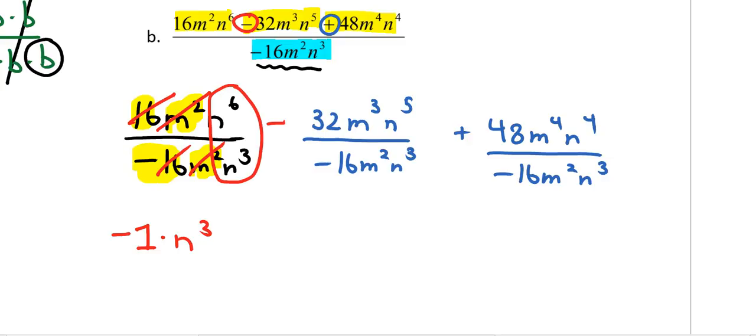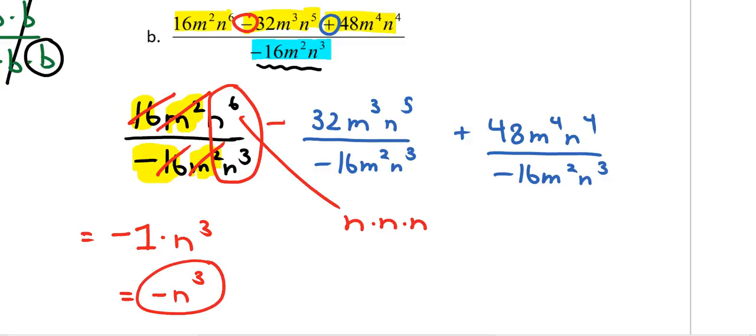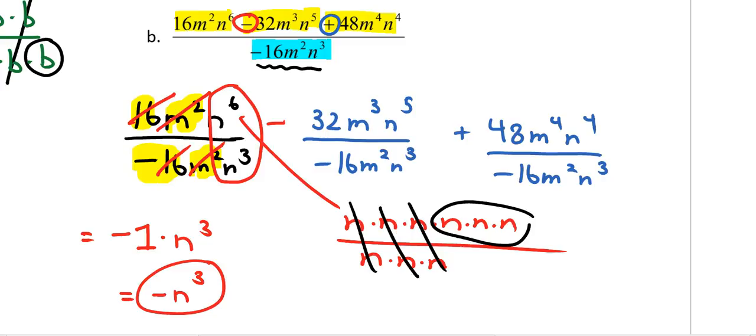So negative 1 times n cubed is just going to be negative n cubed. Okay, and hopefully this n cubed isn't too bad, right? It's kind of like you have 6 n's on the numerator, 4, 5, 6, and you have 3 n's on the bottom. And basically those just all cancel off, and you're left with 3 n's on the top, and that's how you get that n cubed. Okay, so hopefully that wasn't too bad.